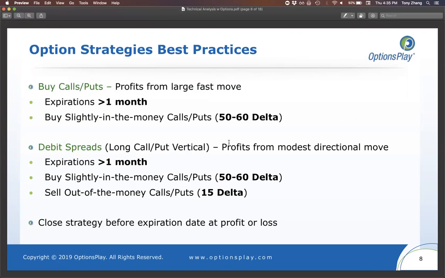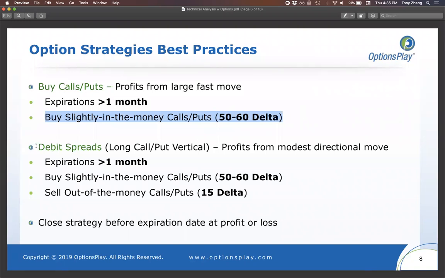And very briefly, I want to talk a little bit about the best practices, and then we'll jump over to technical analysis. So when we're buying calls and puts, this is when we're expecting to profit from a large, quick, fast move in one direction or another. Best practice for this strategy is you generally want to buy expirations that are at least 1 month or further out, preferably more like 1.5 months or even 2 months out, to reduce the time decay of the long call or put. And then you always want to start off by buying a slightly in the money call or put as a starting point. And these are optimized already when you're using OptionsPlay. So for those of you that are using OptionsPlay, we already apply these types of best practices when you type in a symbol and look at calls and puts.